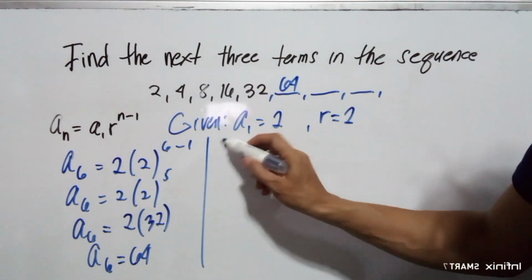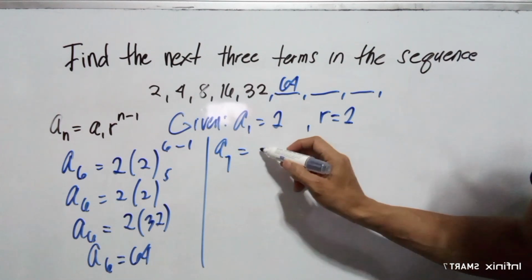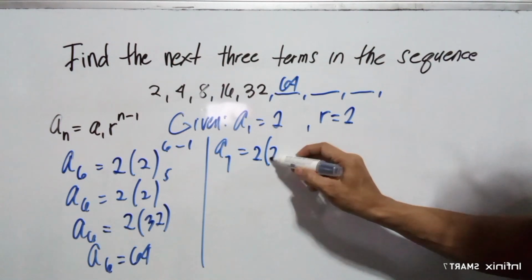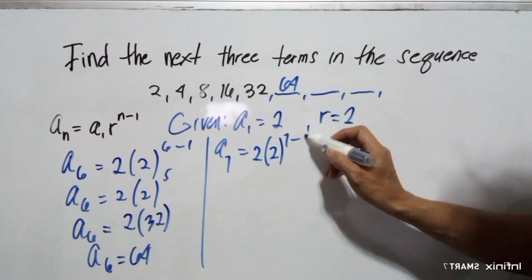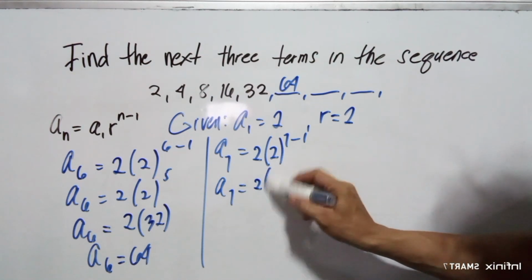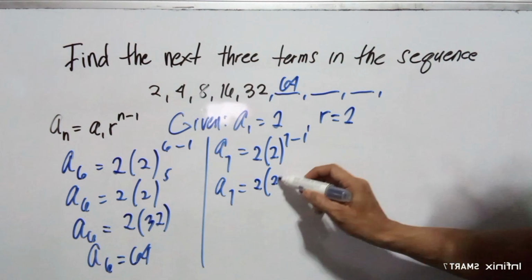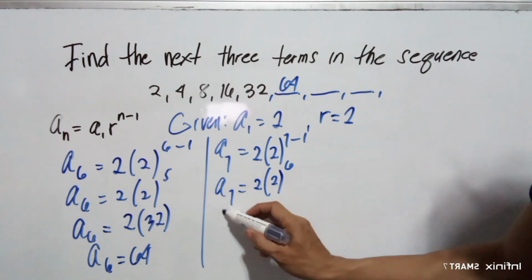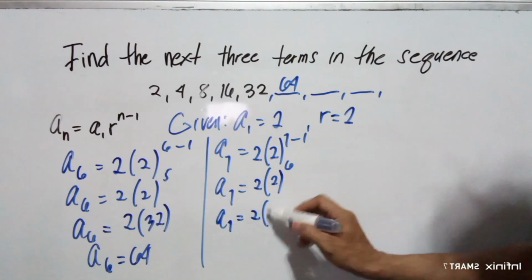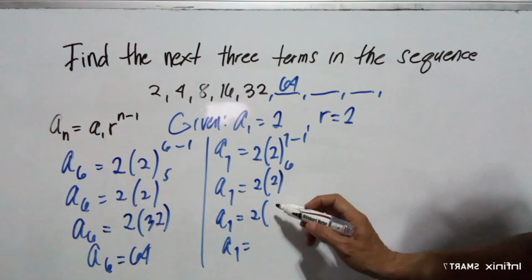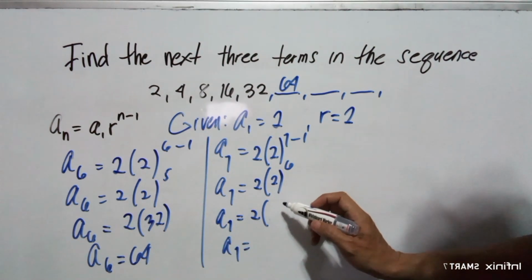Another one, yung pang 7 term equals, dito na natin ha, 2 times yung common ratio natin is 2 tapos 7 minus 1. So a sub 7 equals 2 times 2 raised to the power of 6. 7 minus 1 is 6. Tapos i-multiply natin si 2 6 na beses. So 2 times 2, 4 times 2, 8 times 2, 16 times 2, 32 times 2, 64.